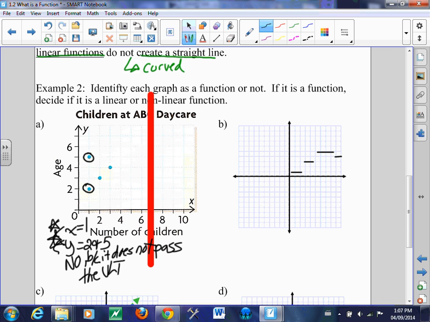If by chance, folks, I had just taken and didn't have this data point here, it would definitely pass the vertical line test, okay? Because there wouldn't be two points competing. I will just clear that back up.